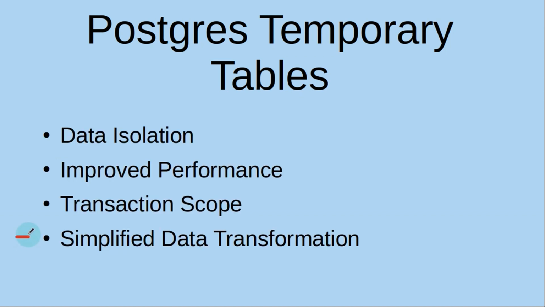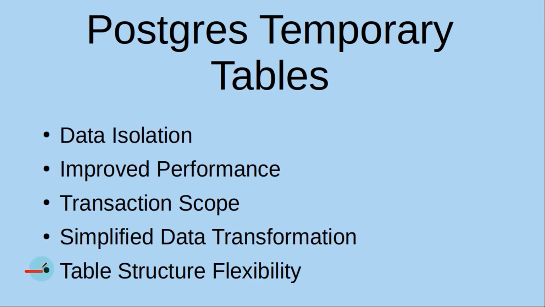Simplified data transformation. Temporary tables are often used to simplify complex data transformations. You can store intermediate results in a temporary table and gradually apply transformation or join operations to refine the data. This step-by-step approach simplifies the overall data manipulation process and provides a clearer and more maintainable workflow.